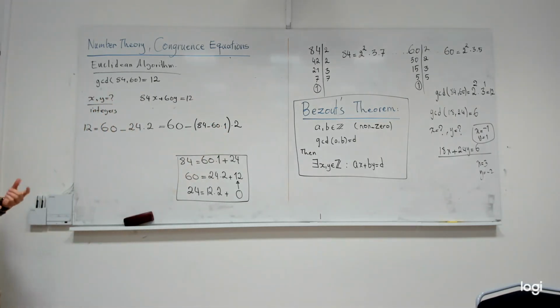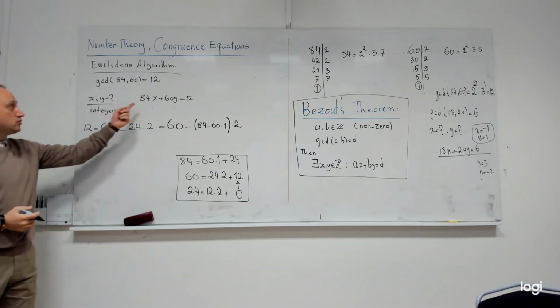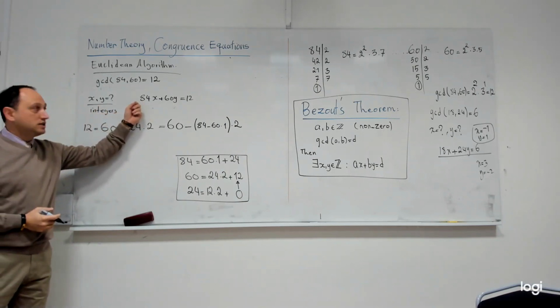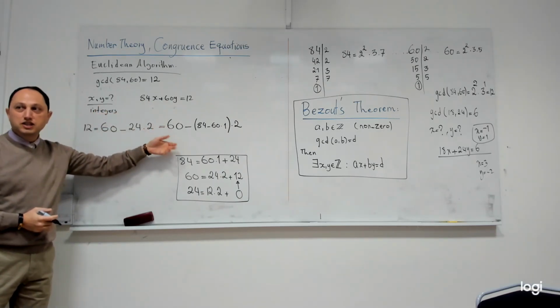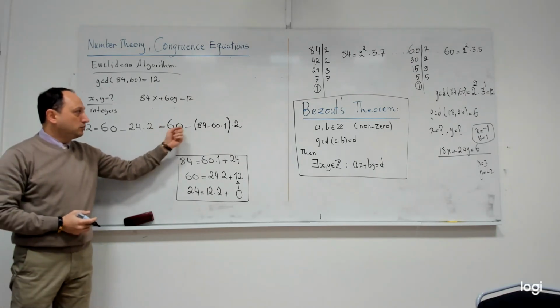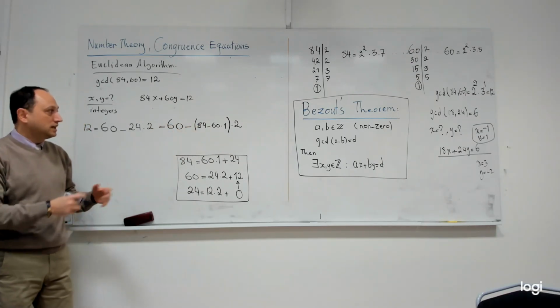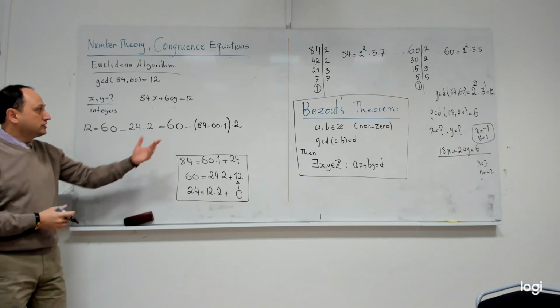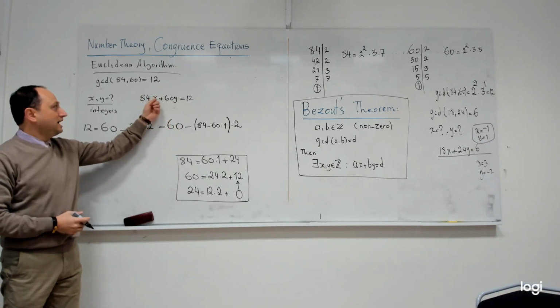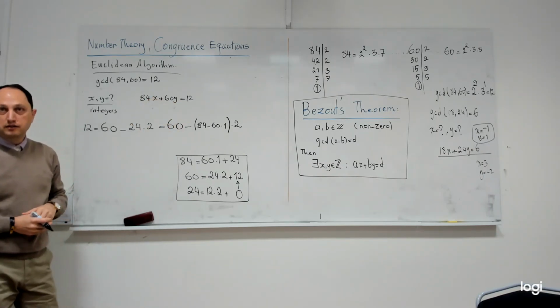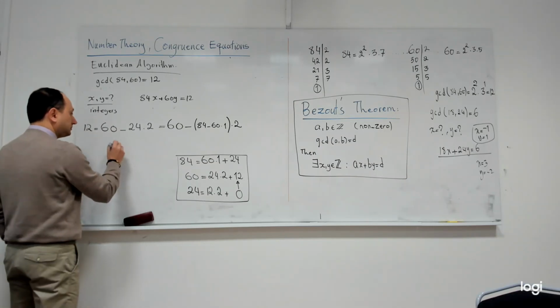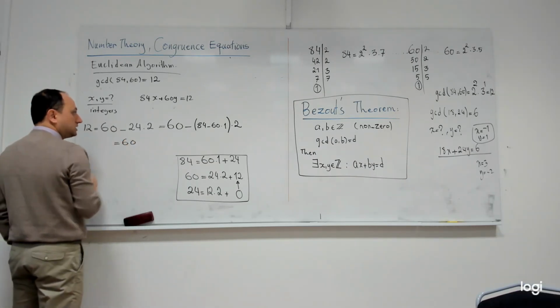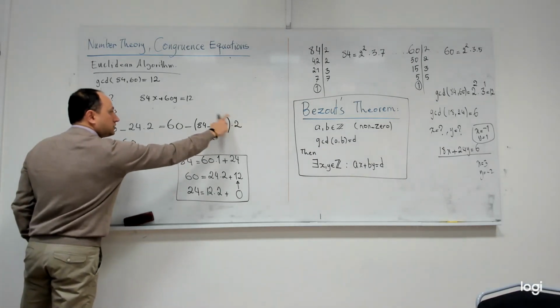Yes? And then what is the goal? The goal is to have a combination of 84 and 60. I achieved the goal. This is a combination of 84 and 60, but I have to rearrange them in a way that guessing x and y becomes easy. Yes? How can I do that? So this becomes 60. I multiply 2 here.